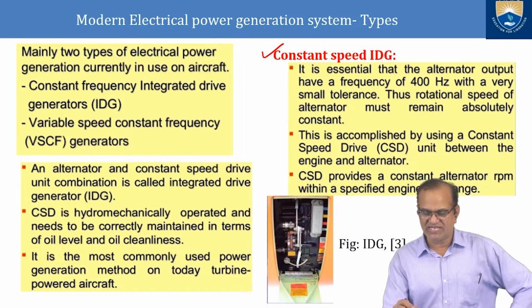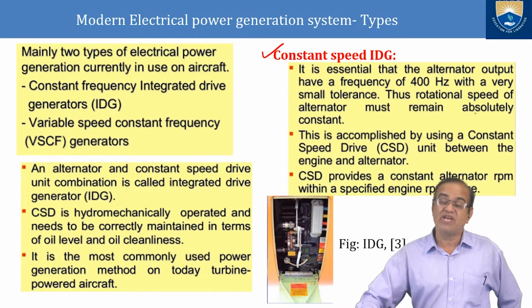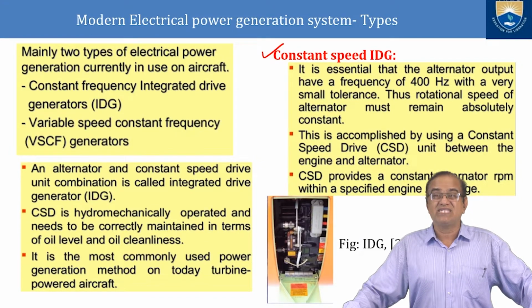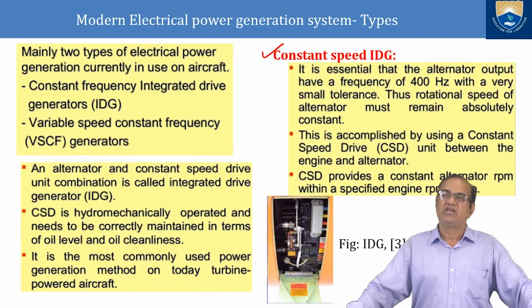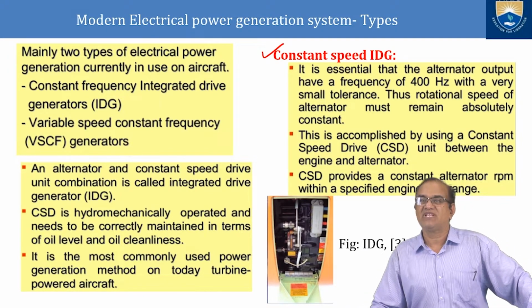It is essential that the alternator output have a frequency of 400 Hz with a very small tolerance. Thus, the rotational speed of the alternator must remain absolutely constant. So this is very important. This is accomplished by using a constant speed drive, CSD, unit between the engine and the alternator.